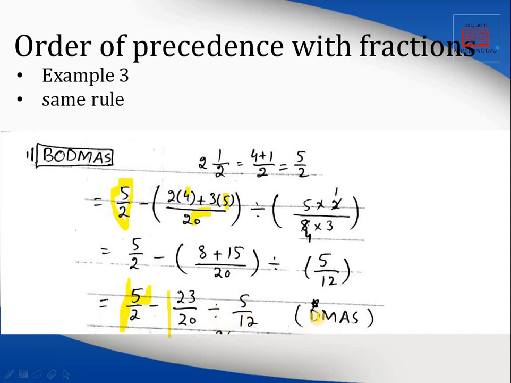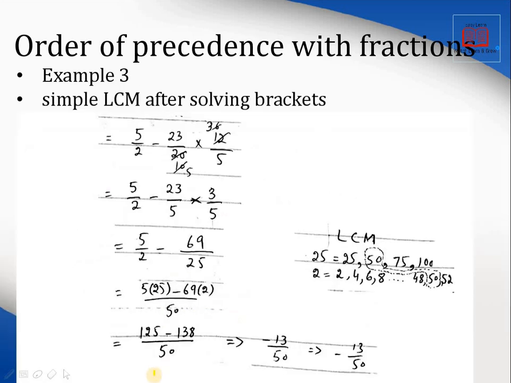Now we have to use the DMAS rule. Because the brackets are already solved, the brackets order is not available here, then the next available is DMAS division. Here you can see that this is a division. Use the brackets sign and cover it in a bracket package, and to solve this, replace this division sign with the multiplication sign and convert this 5 by 12 into 12 by 5. You can see that here it is 12 by 5.